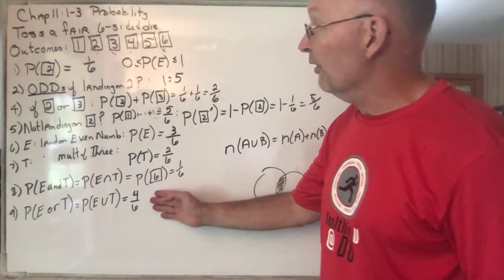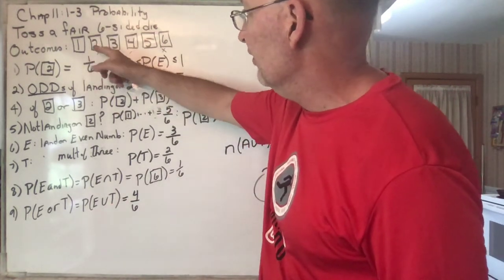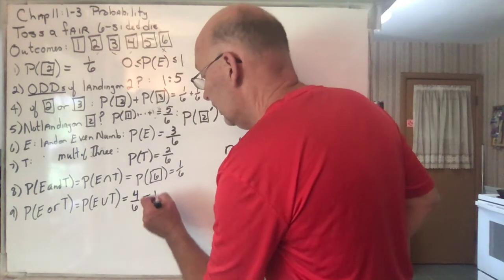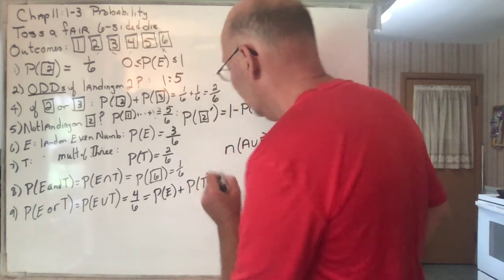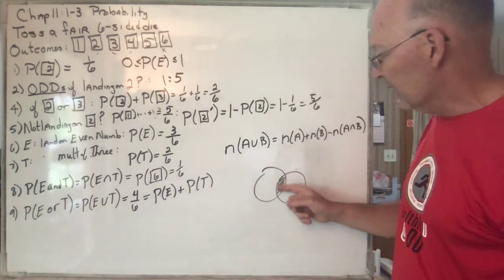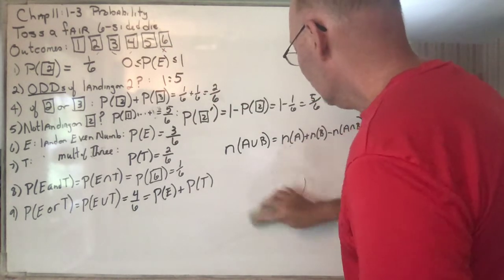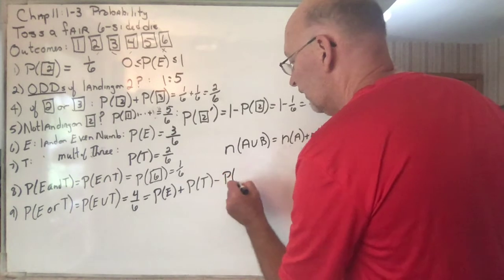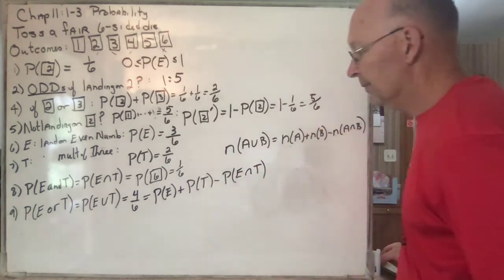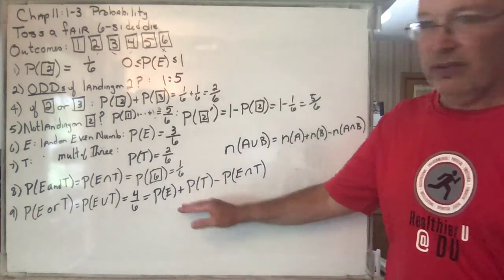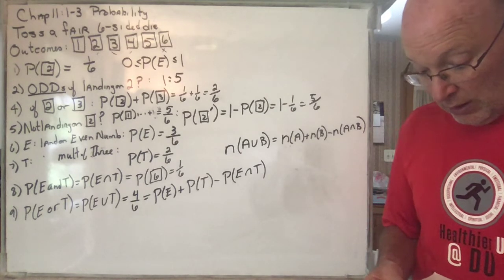And here we're going to have the same sort of thing. The probability of being in E or T is basically you take the probability of being in E and you add to that the probability of being in T, but then you have to compensate for the fact that we counted this thing twice, and so we have to subtract the probability of being in both of them, which is E intersect T. Okay? So there's the idea. Very good. Okay.